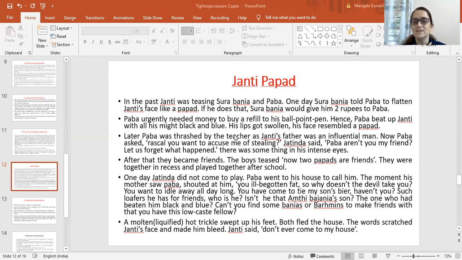His lips were swollen, his face was swollen, and his face resembled a papad. So from that moment onwards, school children, his classmates used to call him Janti Papad because his face resembled a papad. Okay, so later, of course, Paba was thrashed badly by the teacher because Jatinda's father was an influential man. He went and complained to the teacher. Teacher thrashed Paba badly. Jatinda remembers that very well, and he trembled under the hands of Paba. He knew Paba's might.